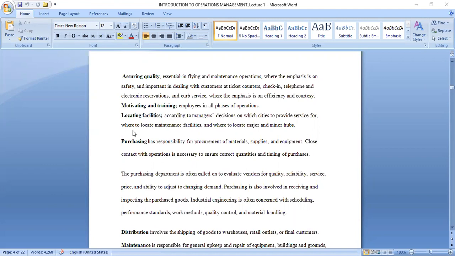All right, let's continue. So we were looking at locating facilities. All these are involved in operations management, and locating facilities is very important. Where you locate your business will determine the number of clients. For example, you may decide to locate your facility in a major hub where you see that there are many customers. So that one is also important.